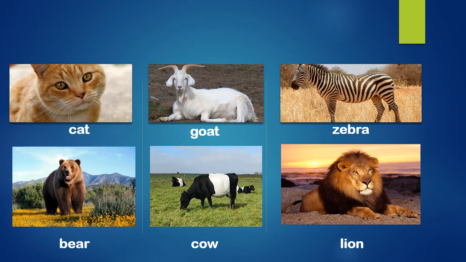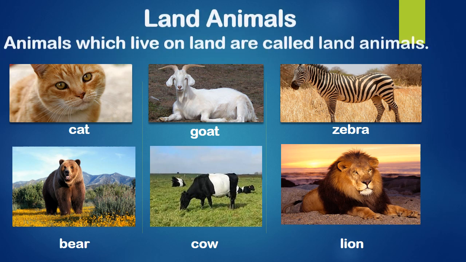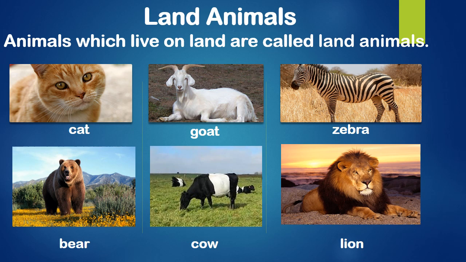Okay, now let's talk about land animals. Land animals are those animals which live on land throughout their life. Land includes mountains, hills, plains, grasslands, etc. Children, Allah subhanahu wa ta'ala has created many animals. Some of the land animals are cat, goat, zebra, bear, cow, lion.